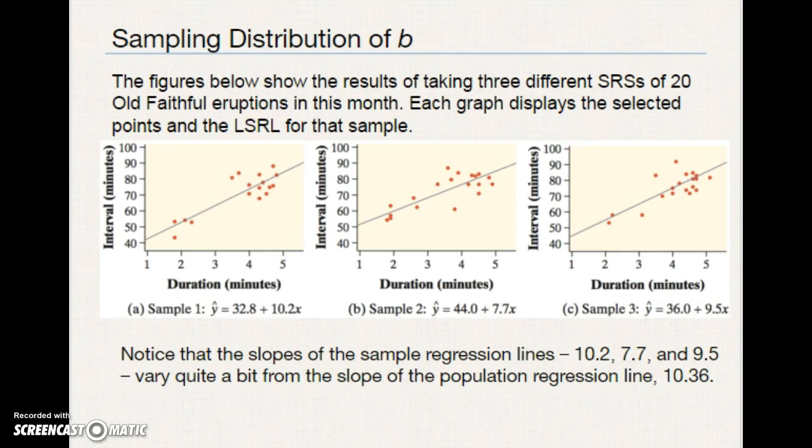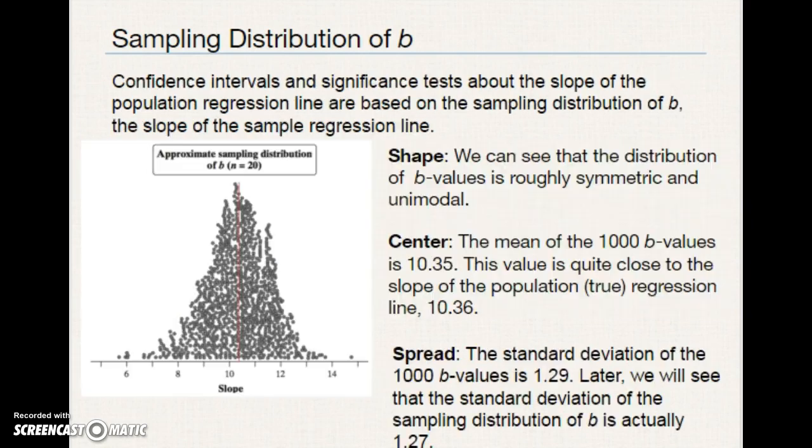And as we're looking at that, we want to know, is that something that we should be surprised by, or are these samples just fine? If we just saw a sample like this, would we be able to make any predictions? So again, confidence intervals and significance tests are going to be specifically about the slope. And again, the slope we refer to as B.